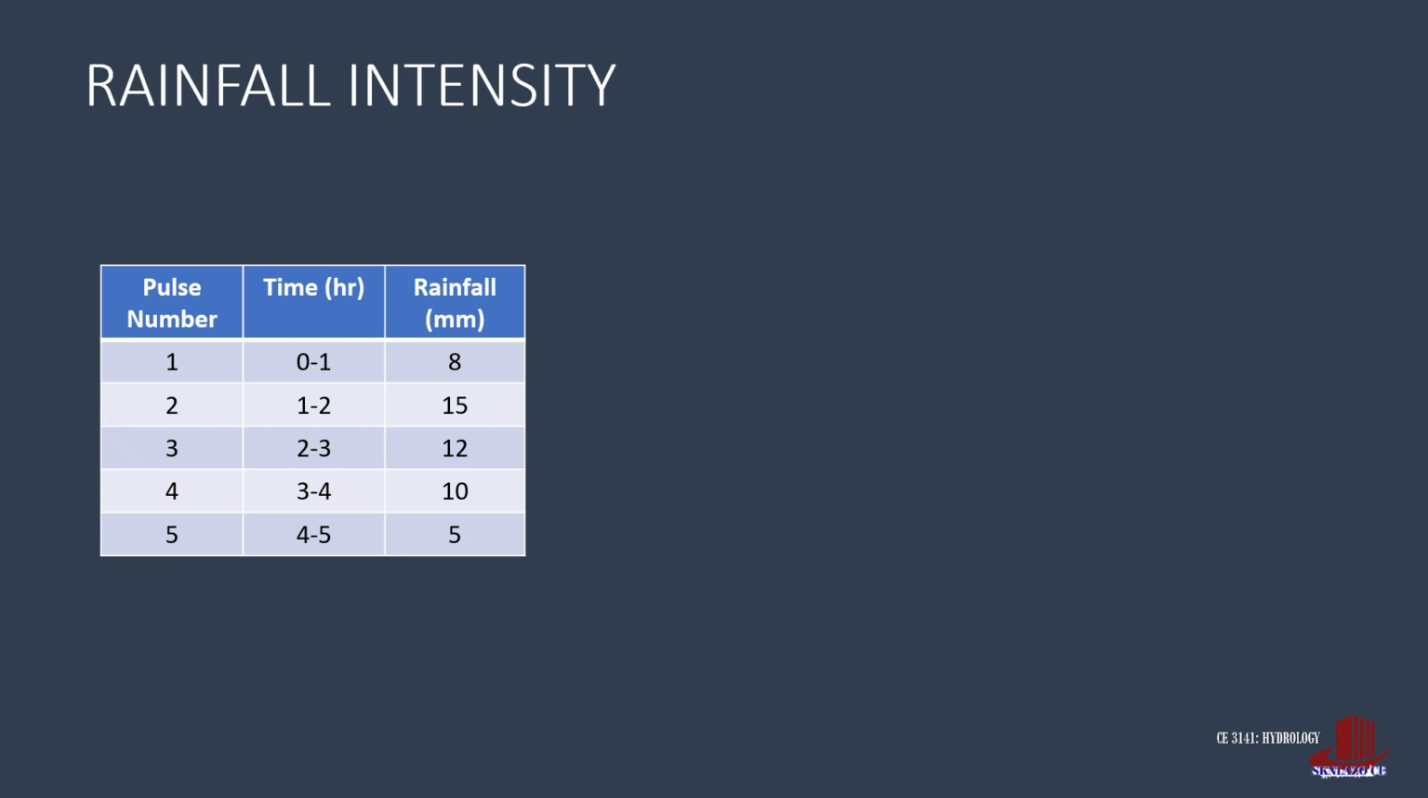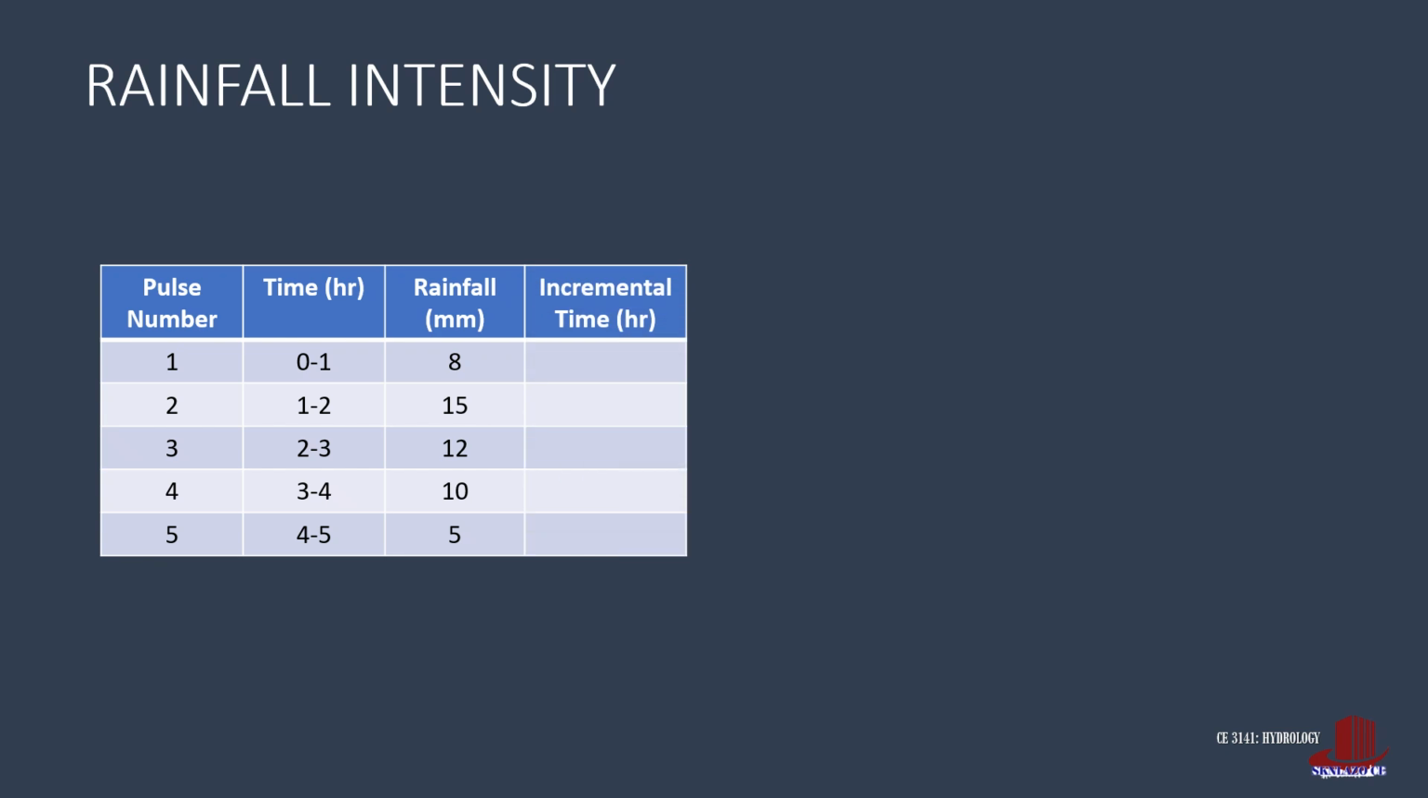There is a column for the accumulated time from 0 to 5 hours, then rainfall depth in millimeters. Having fluctuations in the rainfall values, we can deduce that this is incremental rainfall. And since intensity is incremental rainfall over incremental time, we need to convert time. The first is 1 minus 0, giving 1. 2 minus 1 is also 1. 3 minus 2 is 1. Also 4 less 3 is 1. And the last is also 1 from 5 minus 4.